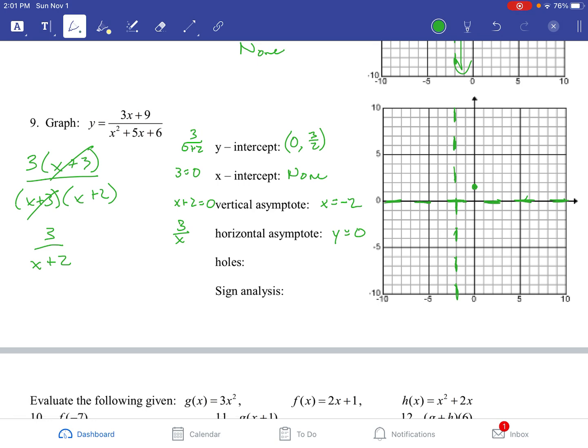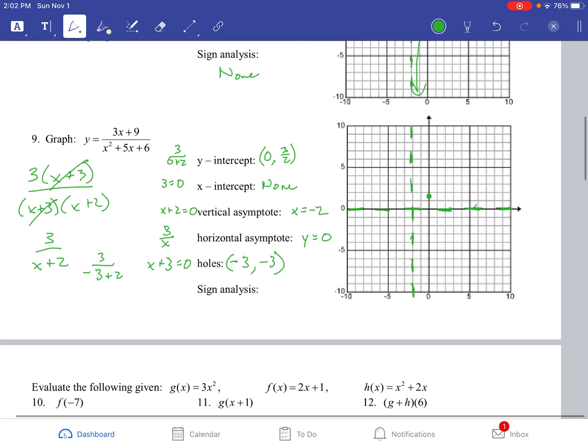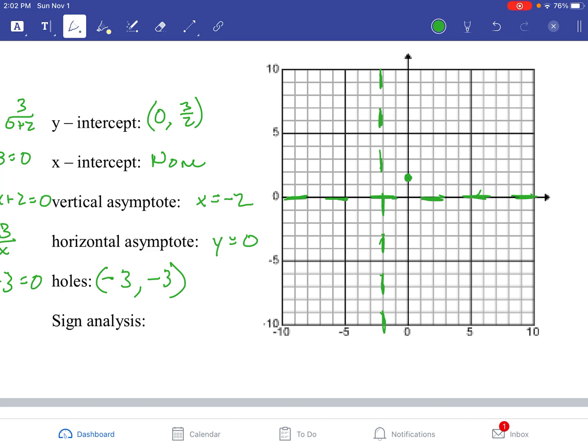Your holes, what got canceled out? We cancel out x plus 3. So you're going to have negative 3 as the x value of your hole. Put that into your equation. So you have 3 over negative 3 plus 2, which gives you 3 over negative 1, which is, again, negative 3. So negative 3 comma negative 3. It's right there. Oh, that's a hole, sorry. Where my mind went. Okay.